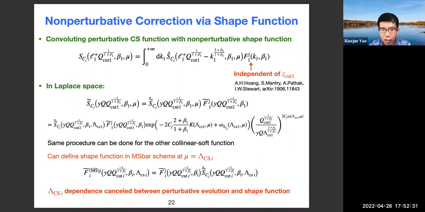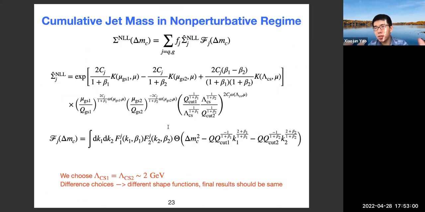And in the end, the scale at which we freeze the RGE evolution cancels out. The dependence cancels out in the final calculation. It's canceled between the perturbative evolution, this part, and the shape function, this part. So this perturbative part has a dependence on the lambda CS1. By choosing different lambda CS1s, we may need to use different parametrizations or different models for the non-perturbative shape functions. And then we can just use these non-perturbative shape functions to rewrite our next leading log factorization formula.